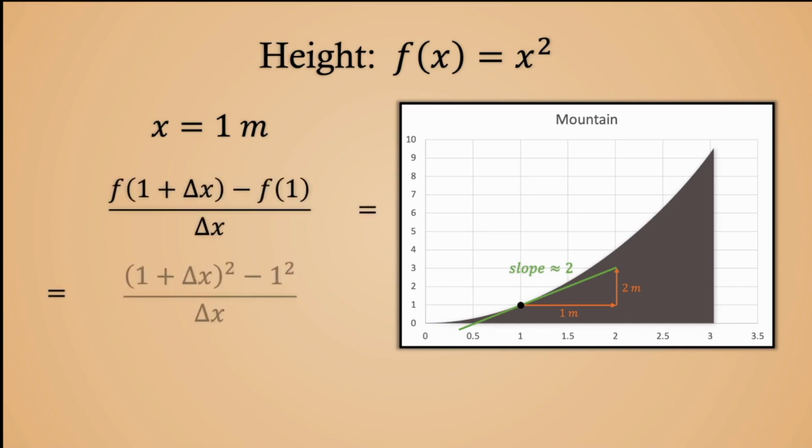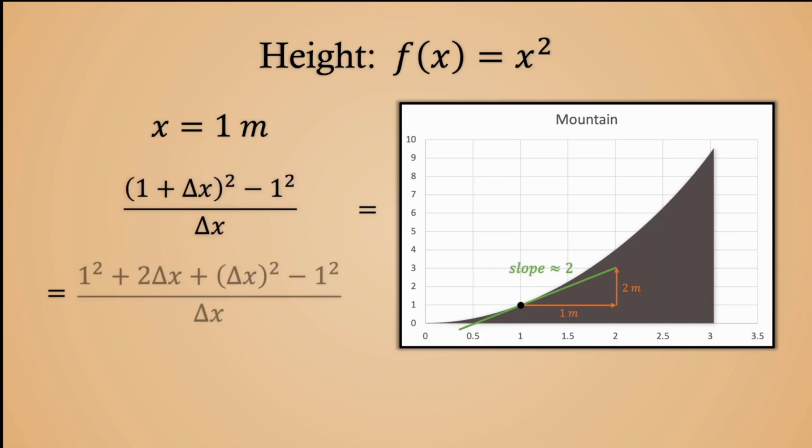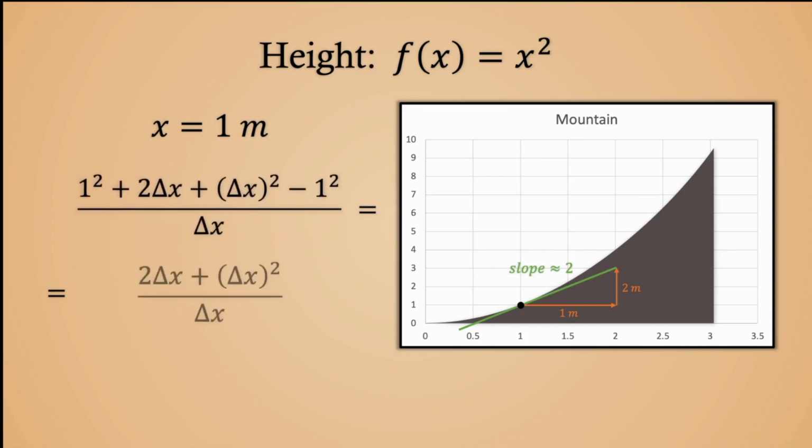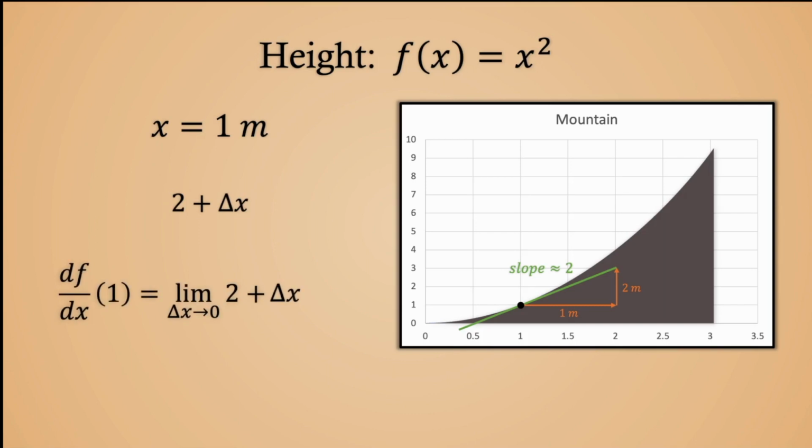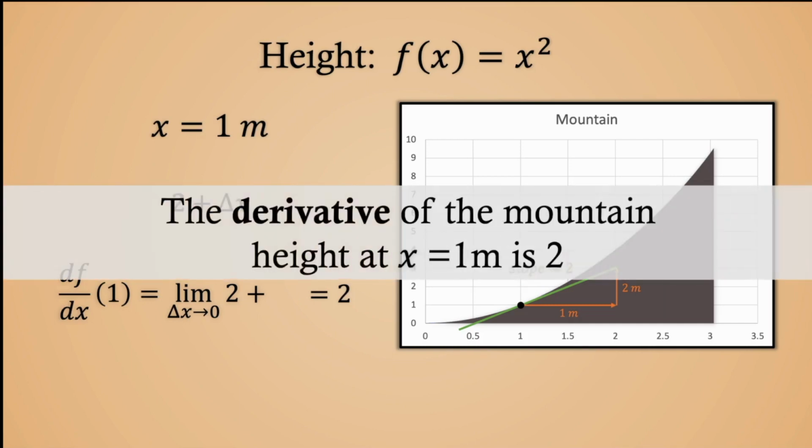Then, by using the limit of the definition and a bit of algebra manipulation. Pause the video if you want to try it step by step. Note that we end with 2 plus delta x, and as delta x is something really small, tending to 0, this sum actually tends to 2, and we can conclude that this is the value of the derivative at 1 meter.